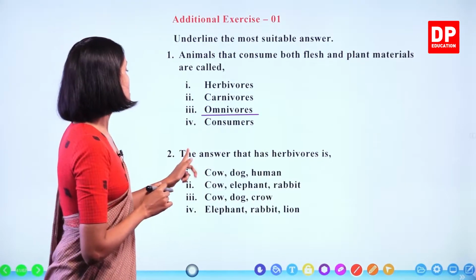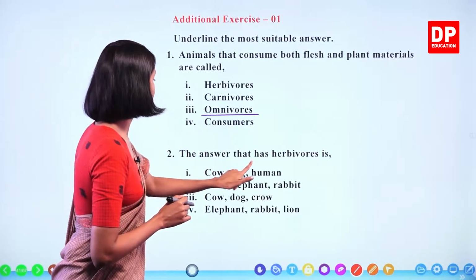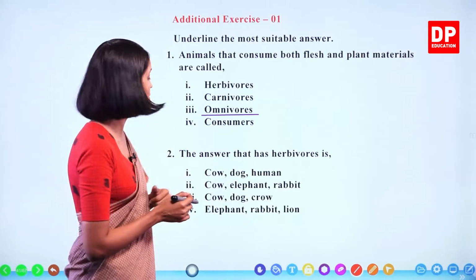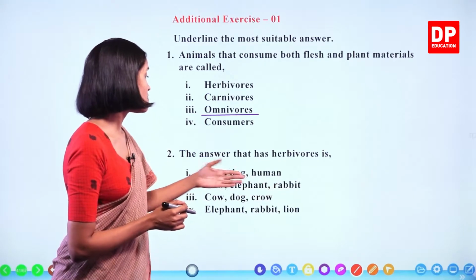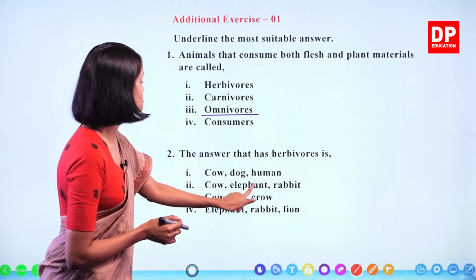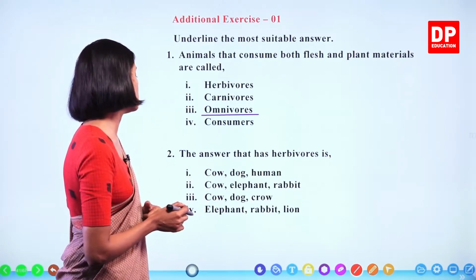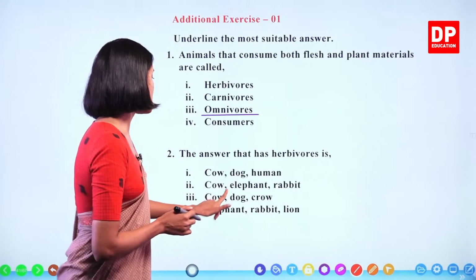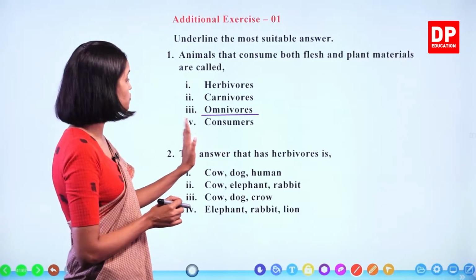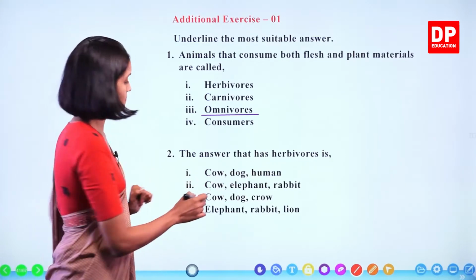Number 2. The answer that has only herbivores is, right? Cow, dog, human. Cow is a herbivore, but dog and human, they are omnivores, right? Cow, elephant, rabbit. They all are herbivores, but we are going to read the other answers too. Cow, dog, crow. Dog and crow both are omnivores. Therefore, only cow is the herbivore. Elephant, rabbit, lion. Elephant and rabbit are herbivores, but lion is definitely a carnivore, right? Therefore, what is the answer with only herbivores? Cow, elephant, rabbit.